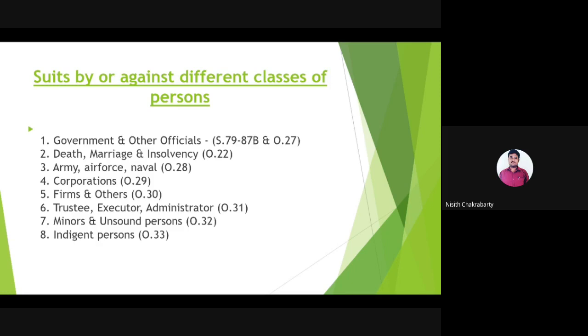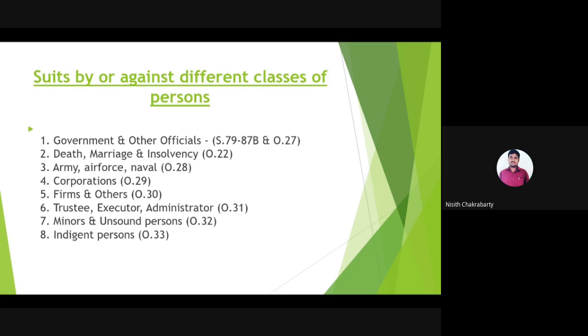How a suit will be done against a trustee, executor and administrator is Order 31. How a suit is to be filed by or against a minor and an unsound person, that has been given in Order 32. Whether a guardian will be appointed, whether a guardian or next friend, all of that has been given in Order 32.